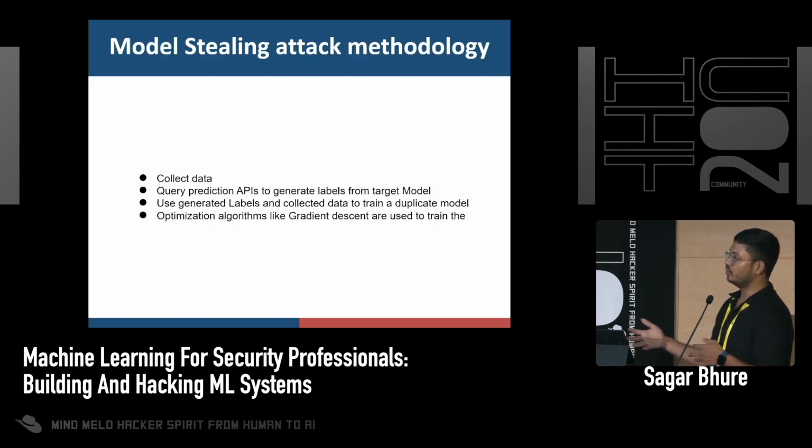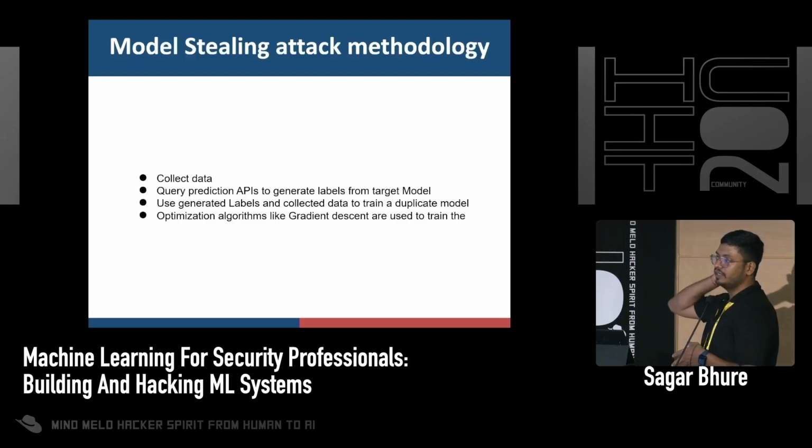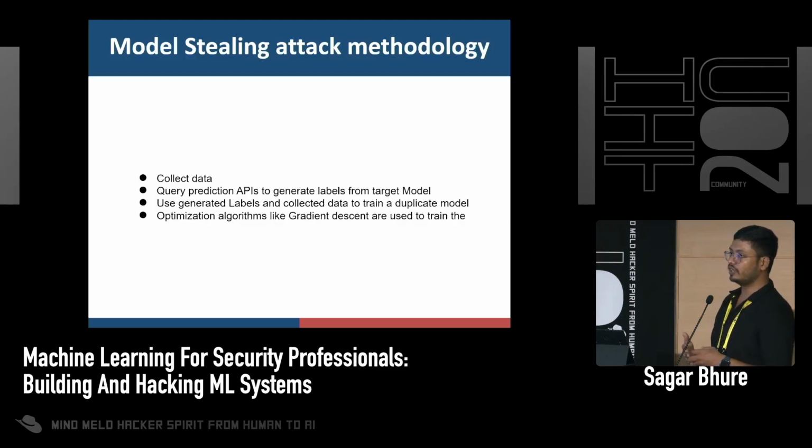So you collect the data and then you query APIs to generate labels from the target model, and then you use the labels. Let's say you give it a message, hey, this is my message, classify it as spam or not spam to ChatGPT, and use the generated labels to collect data to train the duplicate model. Now what you're trying to do with this is you're mining data from ChatGPT, and you use that mined data to duplicate the model locally for your own benefit or your own use.